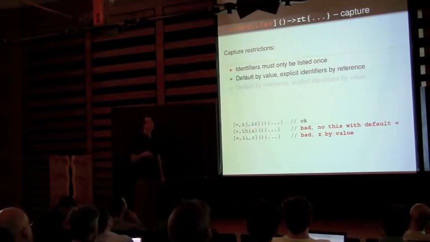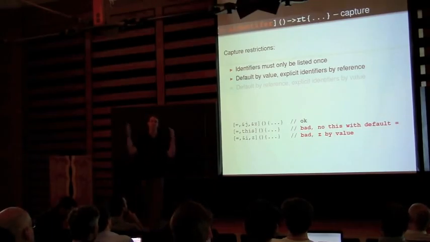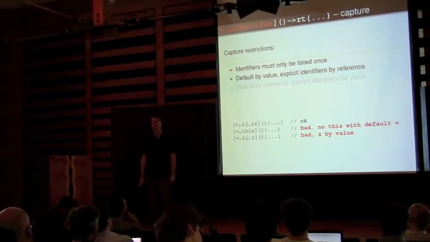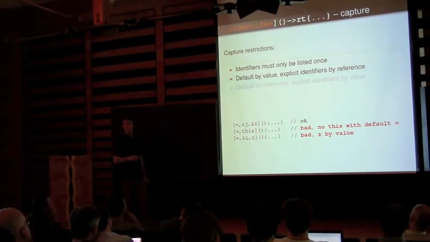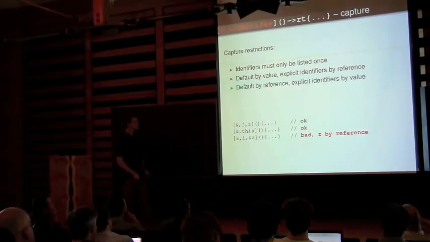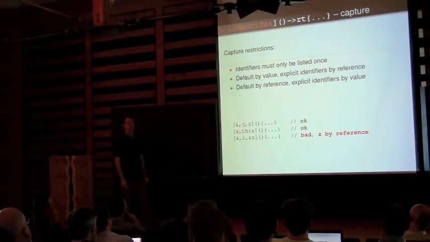Default by value, explicit identifiers then have to be by reference. You can't capture default by value and then list by value. So the equals and the this, they don't go together. And then here we have the same type of problem. Does that make sense? And then the opposite. If you capture default by reference, then you must capture by value if you explicitly list an identifier in the identifier list.